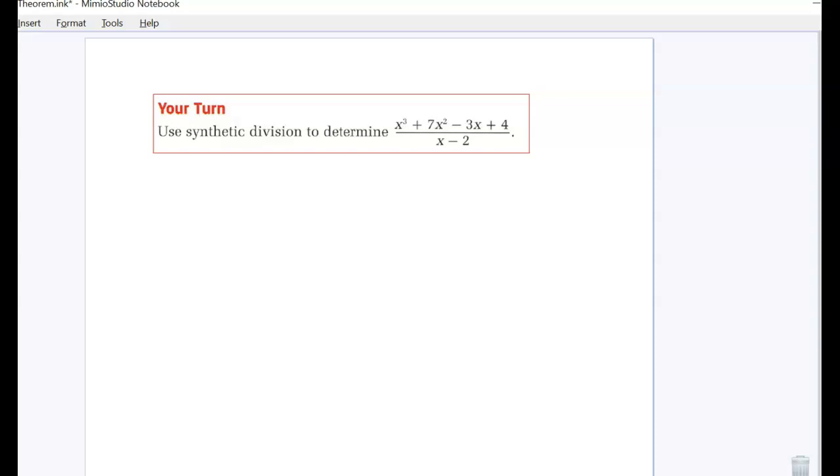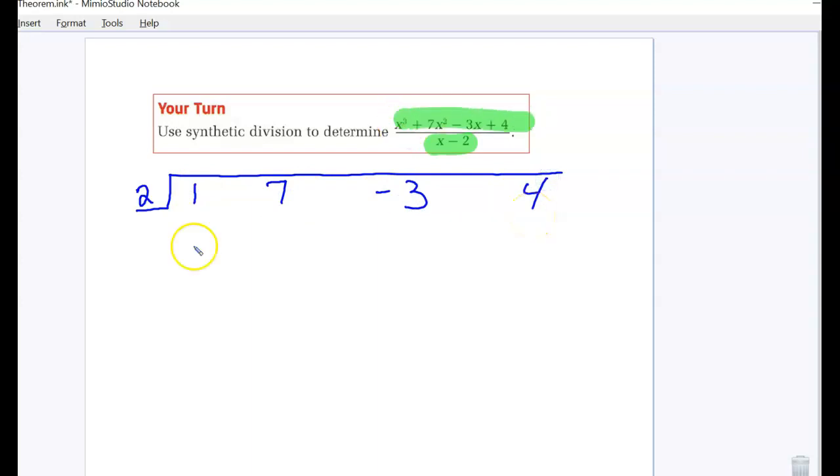Okay, hopefully you've had a chance to try this one. So again, you're going to ask yourself, what makes x minus 2 equal 0? That's going to be 2. And my coefficients are 1, 7, negative 3, and 4. And that polynomial is in descending order, so all is good.